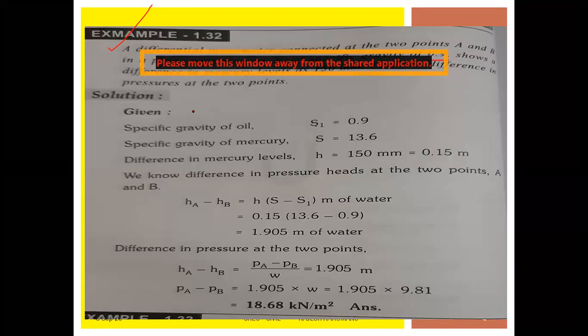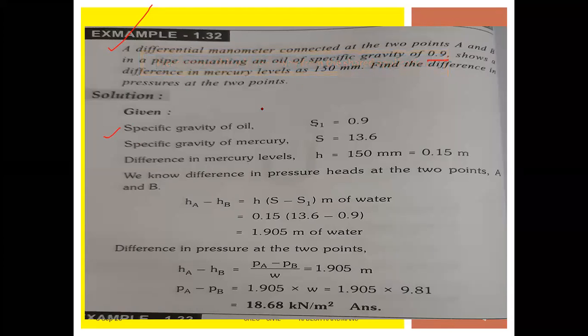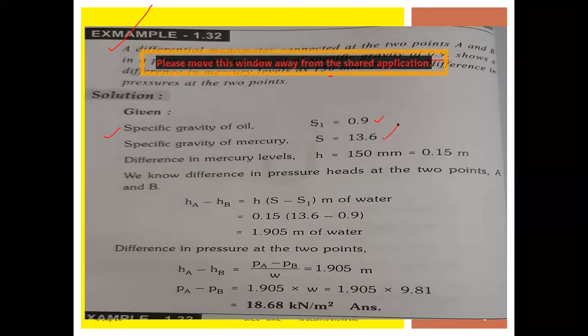The specific gravity of oil. In the manometer you have two liquids: one is mercury, the other is oil. The specific gravity of oil from the figure is S1 equals 0.9. The specific gravity of mercury is 13.6. The difference in the mercury level h is 150 mm, converted into meters, that is 0.15 meters.